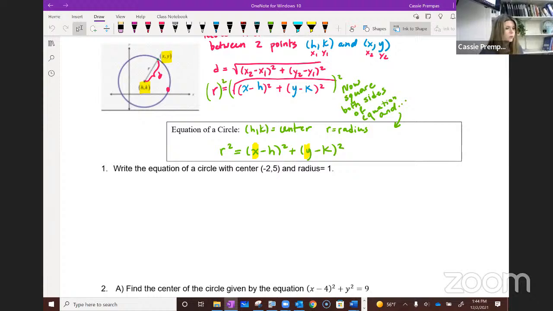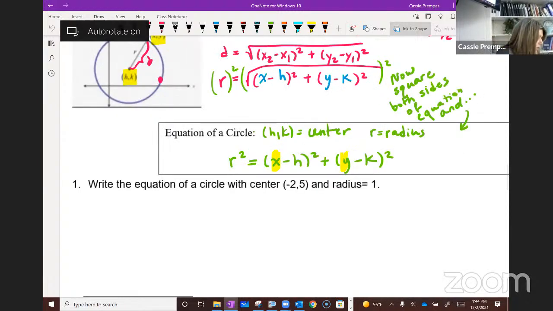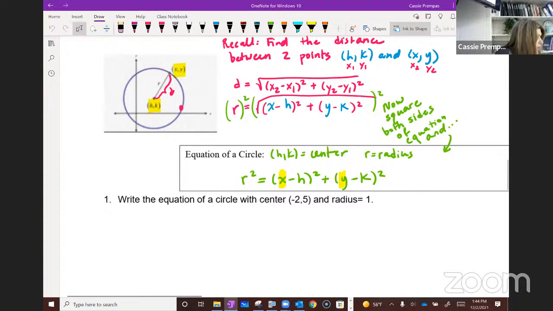On Tuesday, we developed the equation of a circle on the XY coordinate plane. Let me just read what we had. The radius squared is equal to quantity x minus h squared plus quantity y minus k squared. H and k represent the center of the circle. R represents the length of the radius. And x and y represent any outside points on the circle. So x and y can take on infinite values.